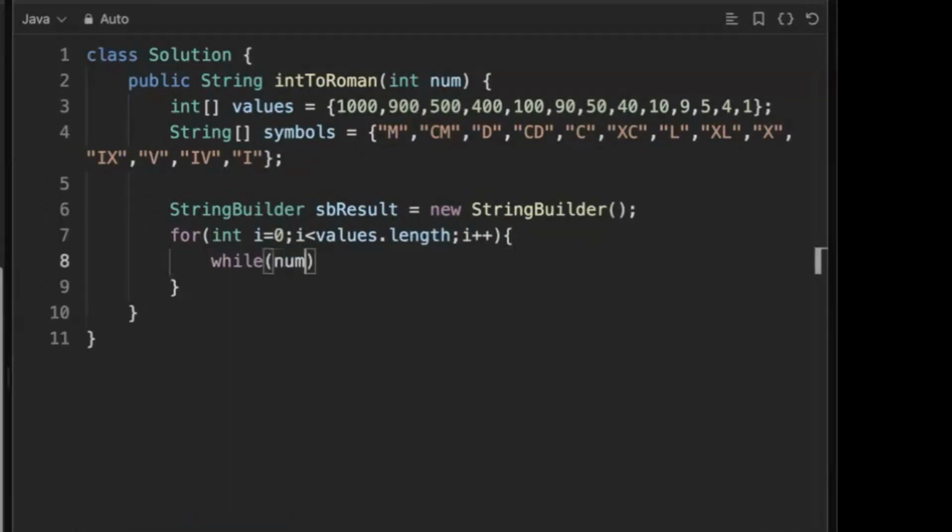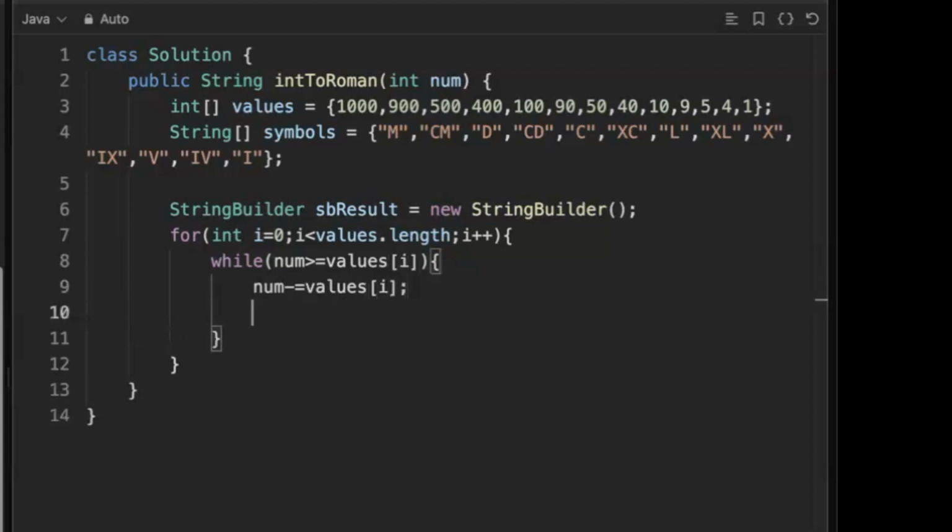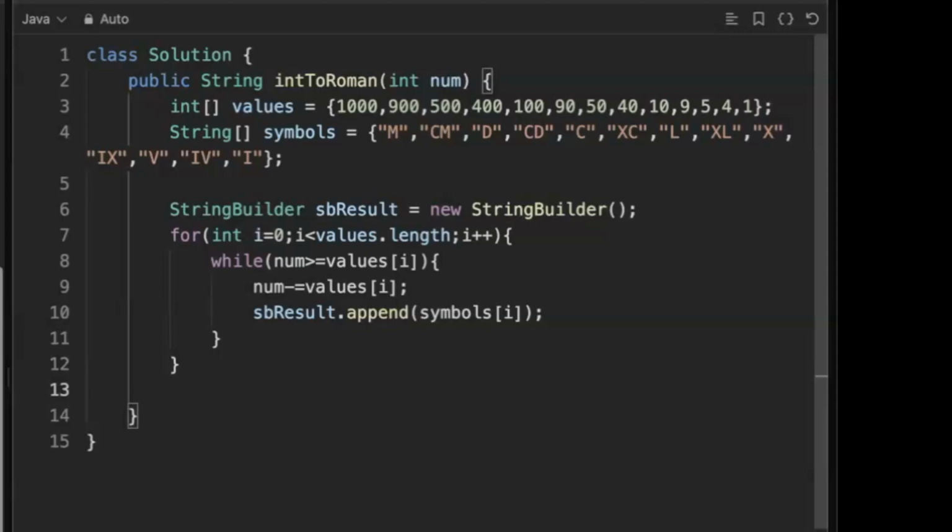While the number is greater than or equal to the value in the array, we continue subtracting the same value. And because we are subtracting, we have to append to our string builder as well. The index remains the same, only the array changes. That's the reason we have the exact mapping of value and symbol. Once we are done with this, we can just return the result, which means we have to convert the string builder into a string.